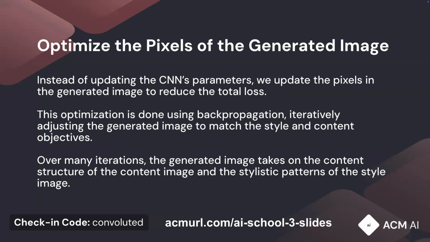And then we run backpropagation on that again. We keep running it over and over again until we have a really nice final image. Over many, many iterations, it can be as many as you want. The code that has been given to you is about, I think, 1,500 iterations. Eventually, the generated image, which starts as a random image, takes on the structure of the content image and the style of the style image. Okay, so those are the steps.